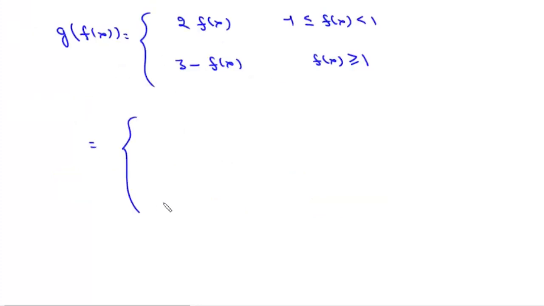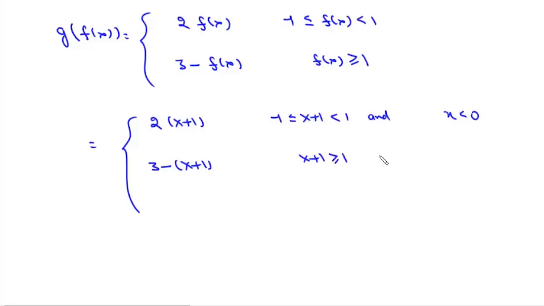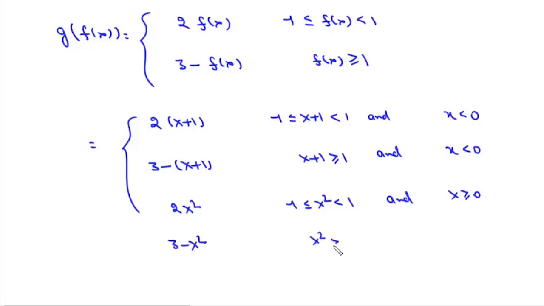So now we write this as 2 times (x plus 1) when x plus 1 lies between minus 1 and 1, and the condition with that definition is x is less than 0. And here will be 3 minus (x plus 1) when x plus 1 is greater than or equal to 1, and here the condition is x is less than 0. Now the next definition is x square, so it will be 2x square when x square lies between minus 1 and 1 and x is greater than or equal to 0, and then it will be 3 minus x square when x square is greater than or equal to 1 and x is greater than or equal to 0.